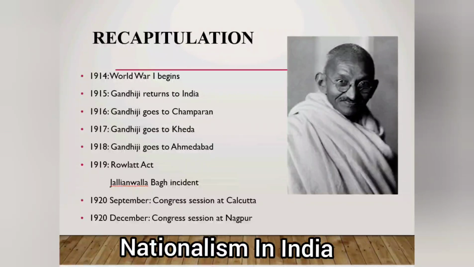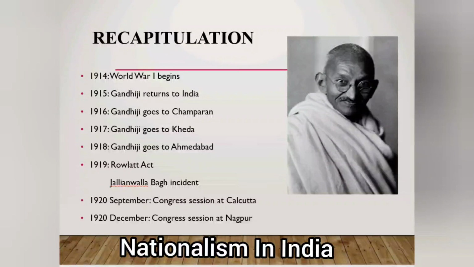In 1917, we see Mahatma Gandhi going to Kheda in support of the peasants who were affected by crop failure and a plague epidemic. In 1918, we see Mahatma Gandhi going to Ahmedabad in support of cotton mill workers.